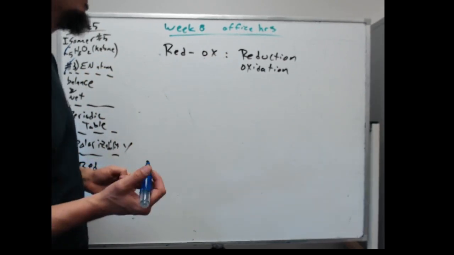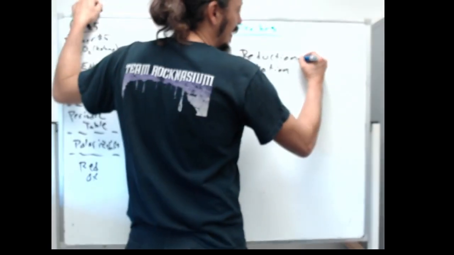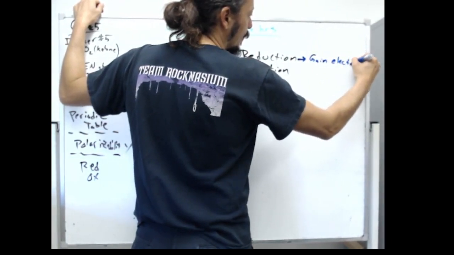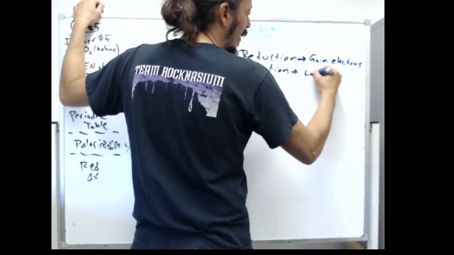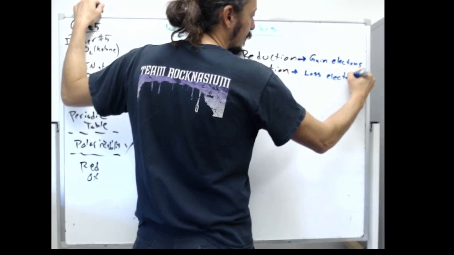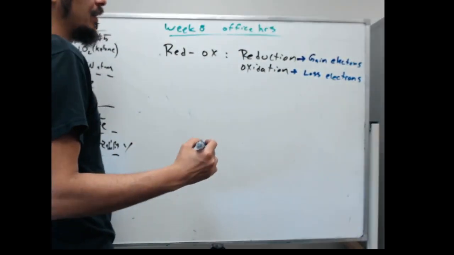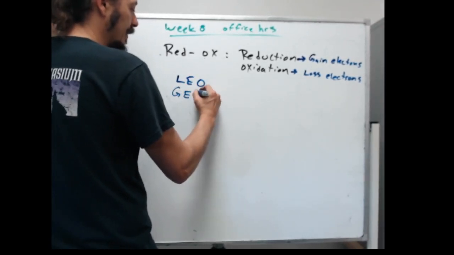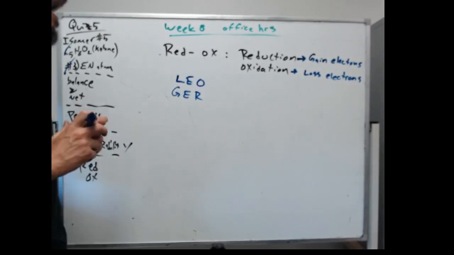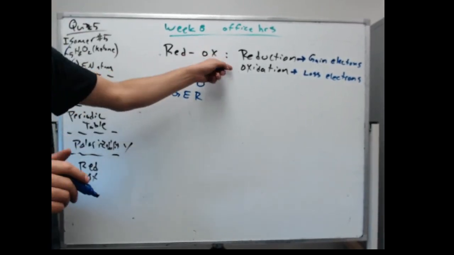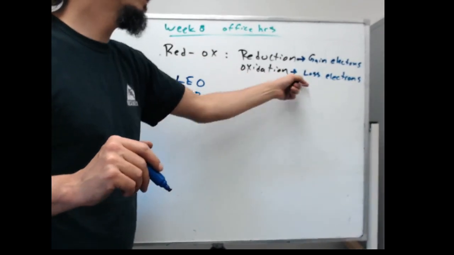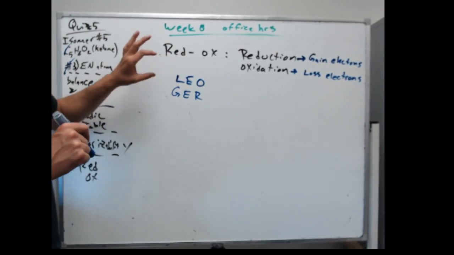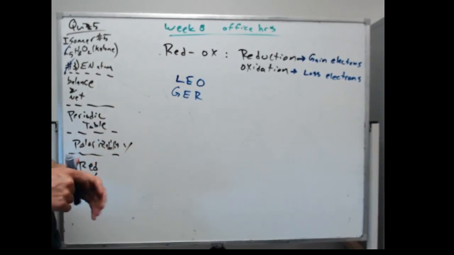Since then, we've learned that it's really about electrons, where reduction is the gain of electrons, and oxidation is the loss of electrons. The abbreviation that I like for remembering this is LEO the lion says GER: loss of electrons, oxidation; gain of electrons, reduction. Some people remember OIL RIG, where oxidation involves loss, reduction involves gain. I like LEO GER because it puts the focus on the electrons first, right? You're losing electrons, you're gaining electrons. That's the first thing we think about.